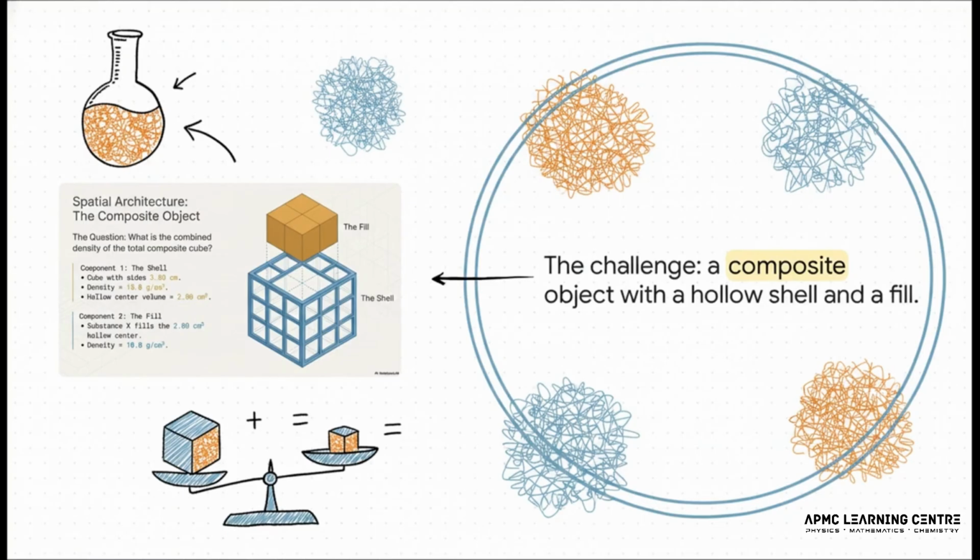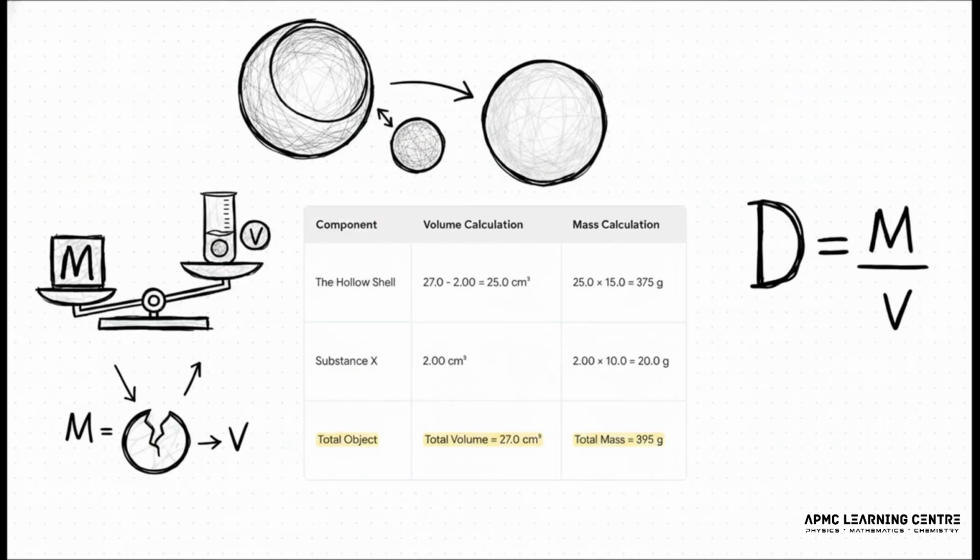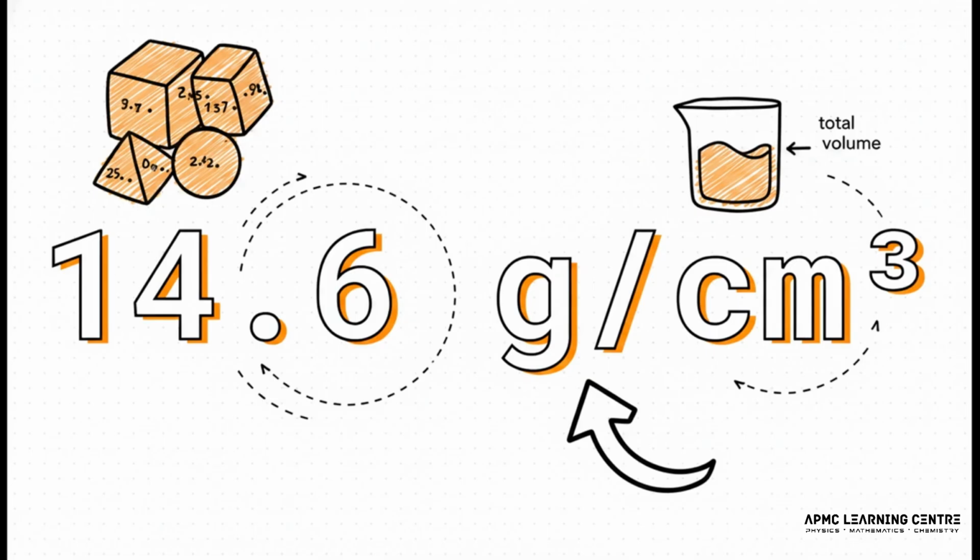An object made of two different materials. You've got a hollow outer shell with one density and an inner core filled with a substance that has a totally different density. So how do we find the overall density of the whole thing? The strategy here is actually just to break the problem down into smaller pieces. As you can see in the table, we're calculating the mass and volume for each part separately. We figure out the mass of the hollow shell, and then we figure out the mass of the stuff that's filling it. Once we have the mass of each part, we just add them together to get the total mass. Then we divide that total mass by the total volume of the object. And in this case, that gives us a final combined density of 14.6 grams per cubic centimeter.